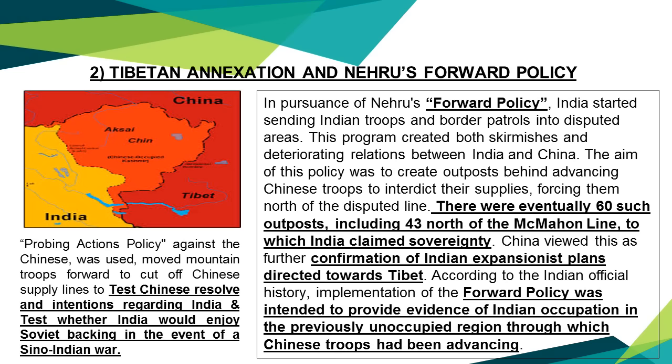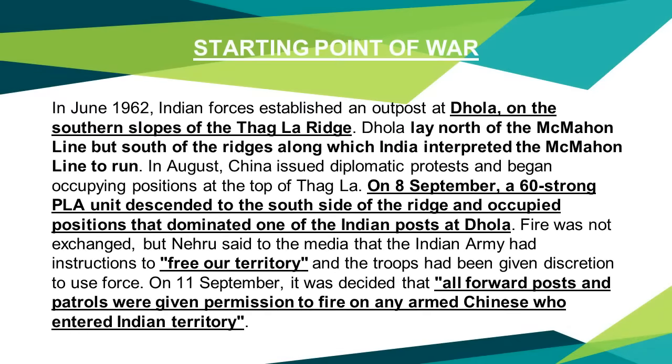In 1962, Indian forces established an outpost in Dhola on the southern slope of Thagla Ridge. Dhola lay north of the McMahon Line but south of the ridge, along which the Indians interpreted the McMahon Line to run. In August, China issued a diplomatic protest and began occupying positions at the top of Thagla. On 8 September, a 60-strong PLA unit descended to the south side of the ridge and occupied the position that dominated one of the Indian posts at Dhola.